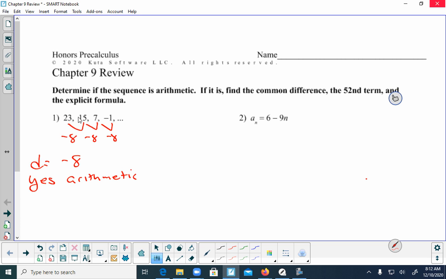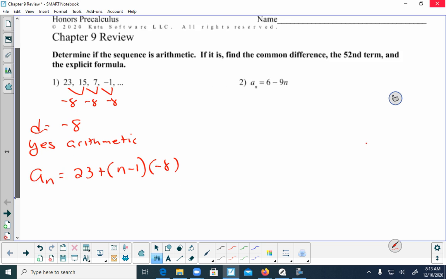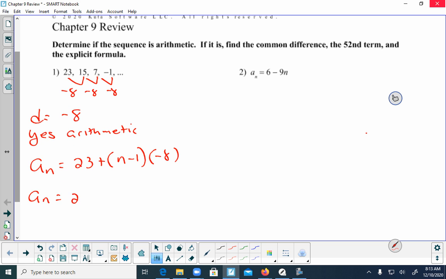And then it wants me to find the 52nd term, but before I can do that, I'm going to find the explicit formula. So I'm going to say a sub n is equal to my first term, which is 23, plus n minus 1 times my common difference, which is -8. I'm going to go ahead and distribute that -8. So I'm going to have minus 8n plus 8. So I'm going to say a sub n is equal to 31 minus 8n, or -8n plus 31, however you want to write it.